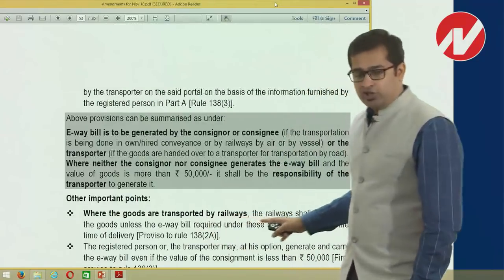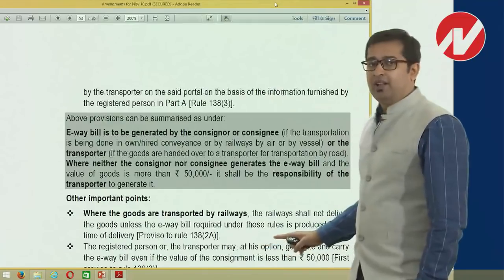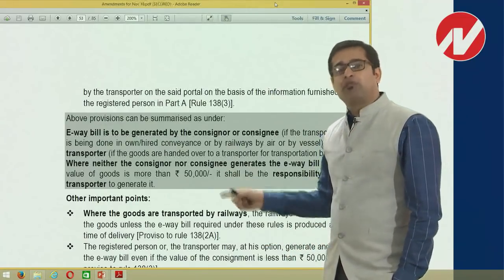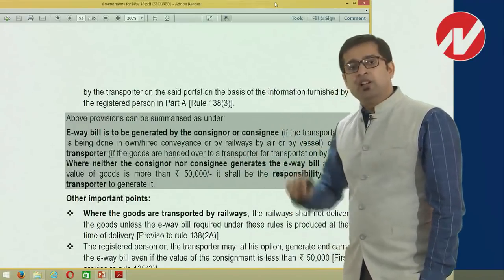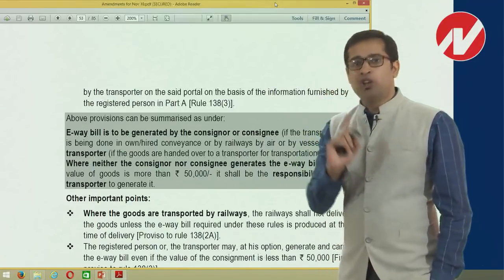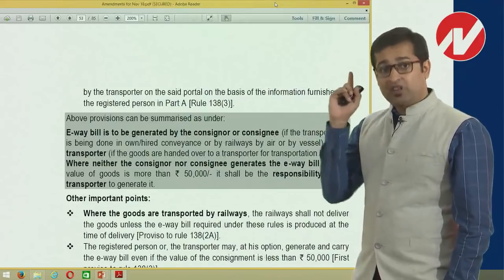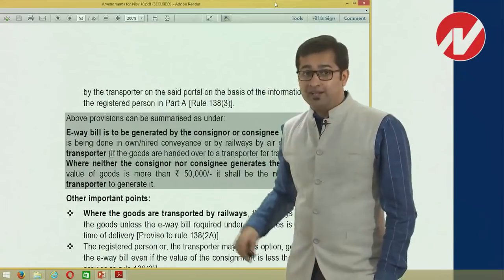So that is the first restriction over here, which says if when goods are getting transported by railways, the railways shall not deliver the goods unless an EVA bill required for the movement of goods has been generated at the time of delivery. So अगर delivery के time पे EVA bill generate नहीं हुआ होगा ना, आपने मूवमेंट को चालू कर दिया था बिकॉज इट इज एज पर लॉ अलाउड, बट अगर आप ईवे बिल जनरेट नहीं करके दोगे तो गुड्स का डिलीवरी आपको हैंड ओवर नहीं किया जाएगा.